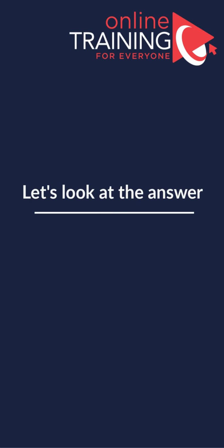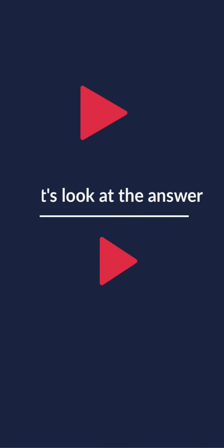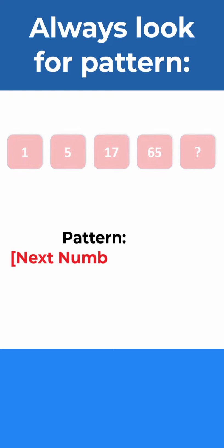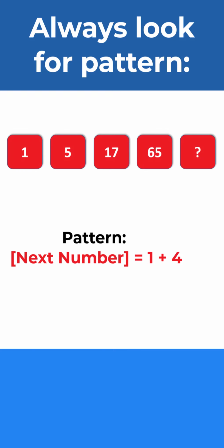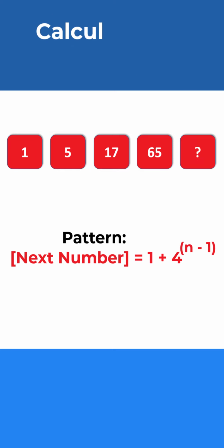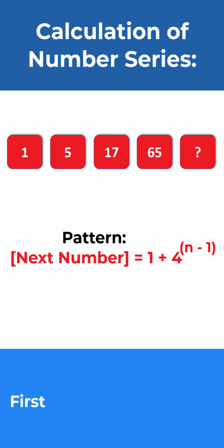To solve these types of problems, my advice to you, always look for patterns. And the pattern here is that the next number is calculated as 1 plus 4 to the power of (n minus 1). And here is the number sequence. So let's look at the calculation of numbers in this particular series. The first number is calculated as 1 plus 4 to the power of 0, which is 1.